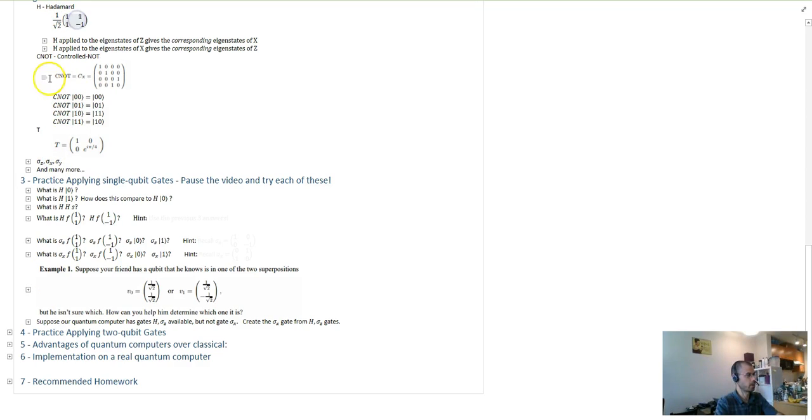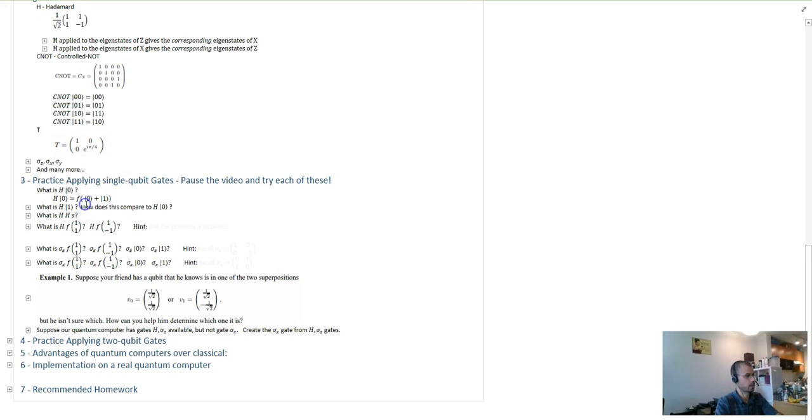All right, so Hadamard applied to state 0. What's this going to be? Well, applied to state 0, you'll just pick out the first column, and so you get it's evenly spread out between those two with a normalizing factor. Hadamard applied to state 1.